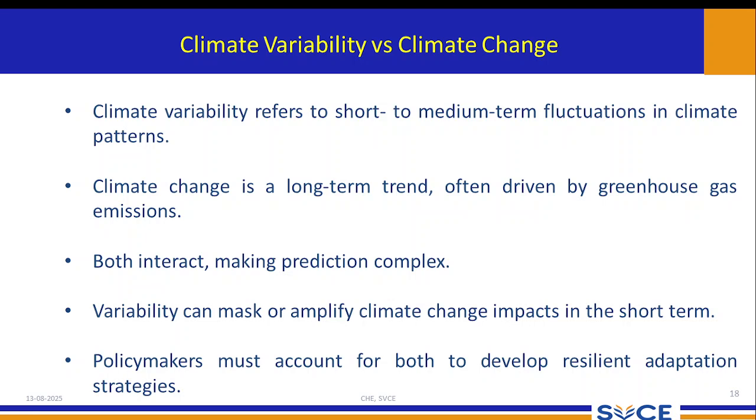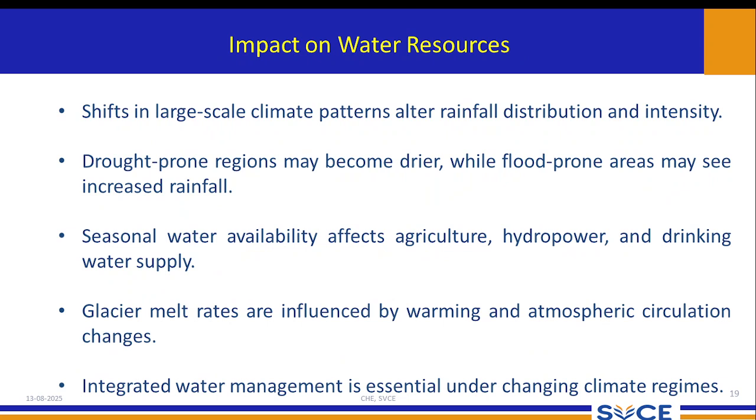Climate change is often driven by greenhouse gas emissions. Both interact, making prediction complex. Variability can mask or amplify the climate change impacts in the short term. Policymakers must account for both to develop resilient adaptation strategies.